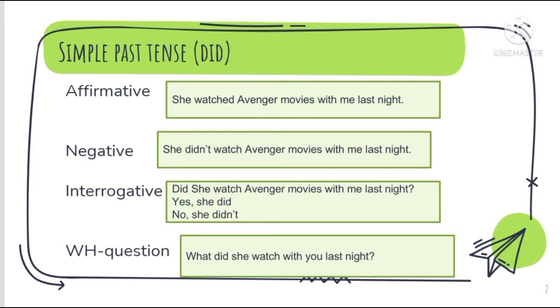And then interrogative, did she watch Avenger movies with me last night? Yes, she did. No, she didn't. Jadi did-nya ke depan ya, auxiliary-nya kalau untuk yes no question. After that, WH question, Miss di sini pakai what? What did she watch with you last night? Ya. Jadi di kalimat positifnya dia menggunakan verb 2, sedangkan di negative, interrogative, WH questions back again to the base verb. Oke, verb pertama.